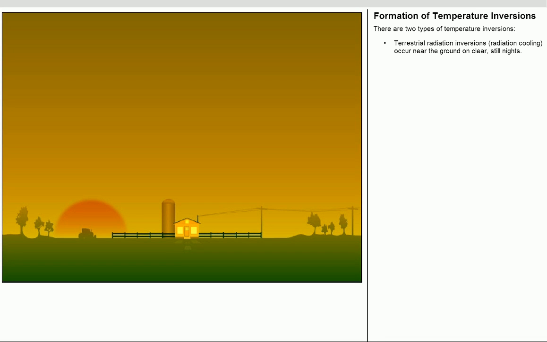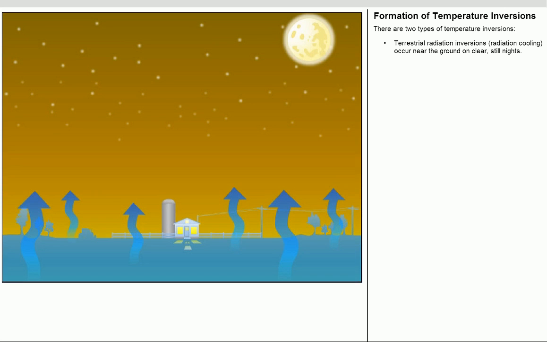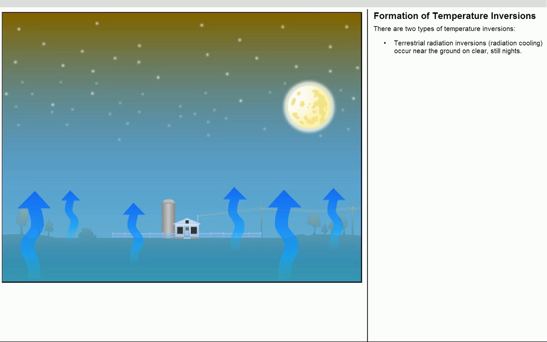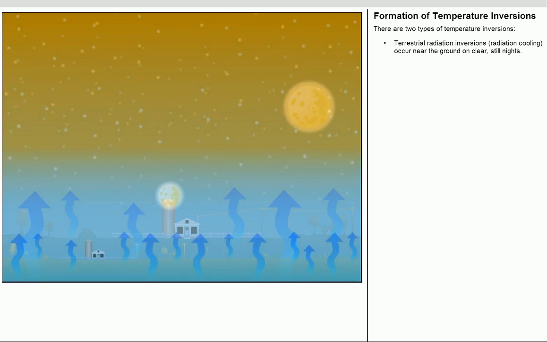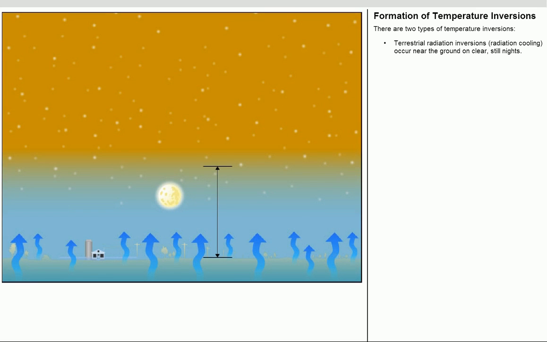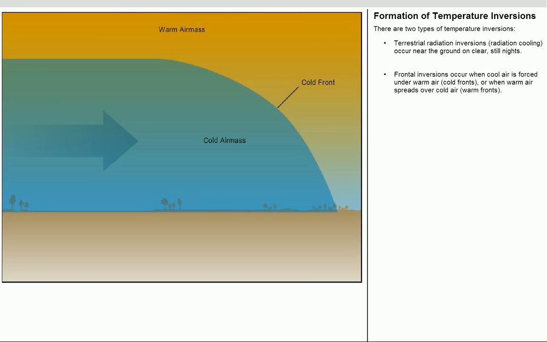There are two types of temperature inversions. Terrestrial radiation inversions, or radiation cooling, occur near the ground on clear, still nights, when the ground cools rapidly and lowers the temperature of the adjacent air. The inversion occurs because the air near the ground becomes cooler than the air above it. Radiation cooling affects only the air within a few hundred feet of the surface.